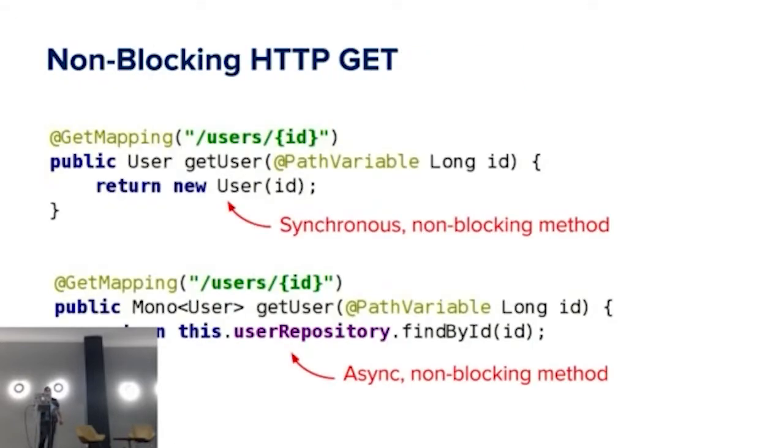So here's an example of a non-blocking HTTP GET, which means that we're just going to return a result. We're not going to block the thread. So how you would do it with Web MVC, here I have a get user method, and I'm just going to return a new user. I'm not going to call to anything and block. And now in the bottom here, I have the reactive version of that, which is going to return back a Mono of User. And it's going to call a reactive repository, and then we get an async non-blocking method.